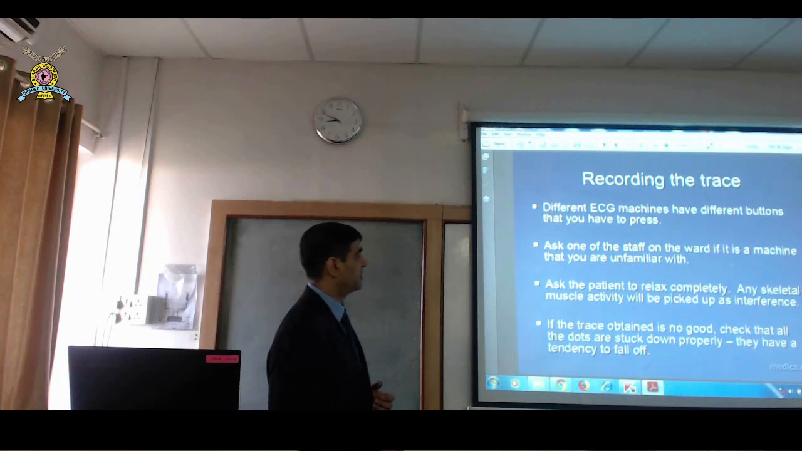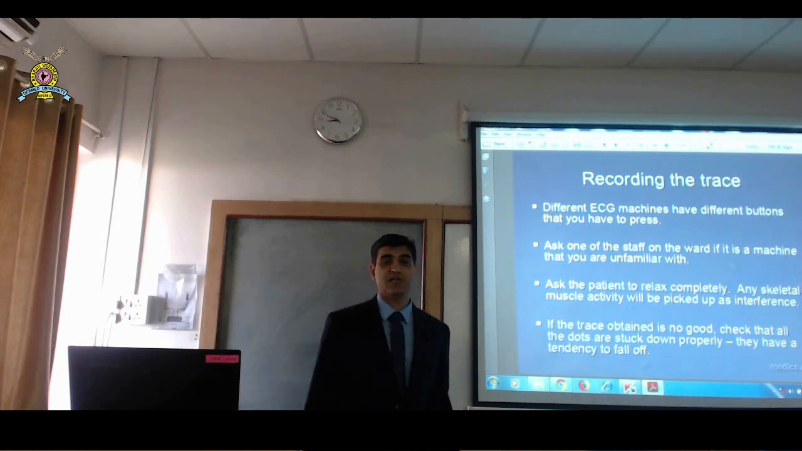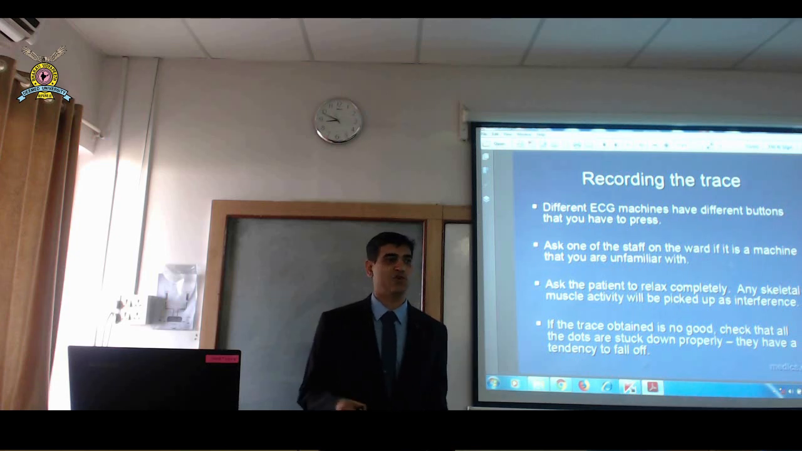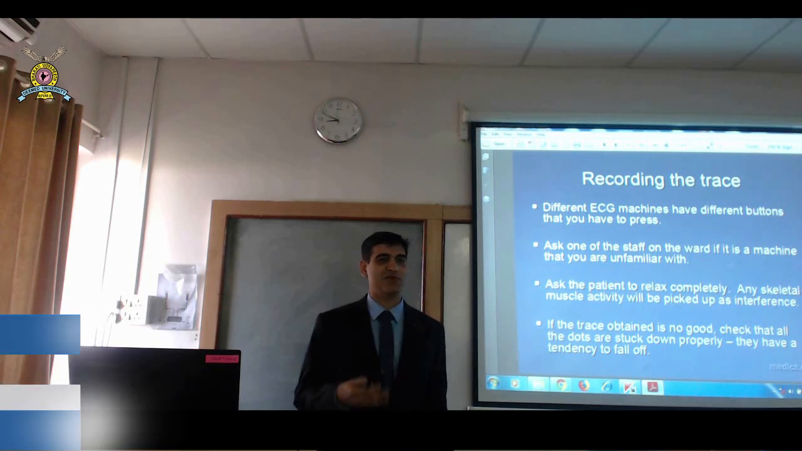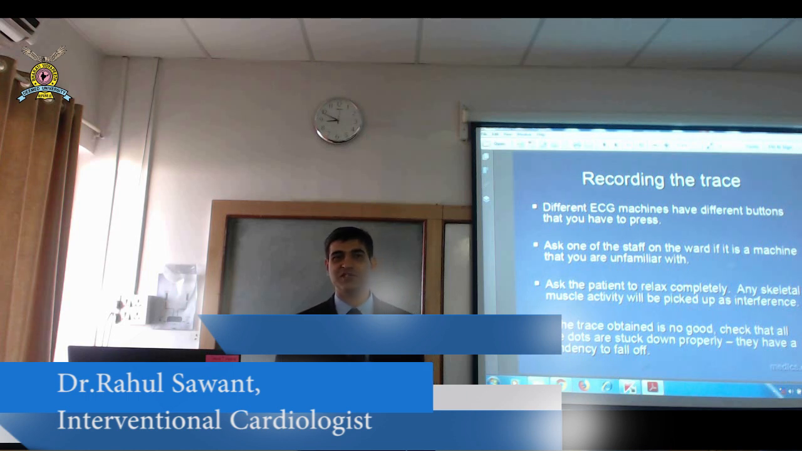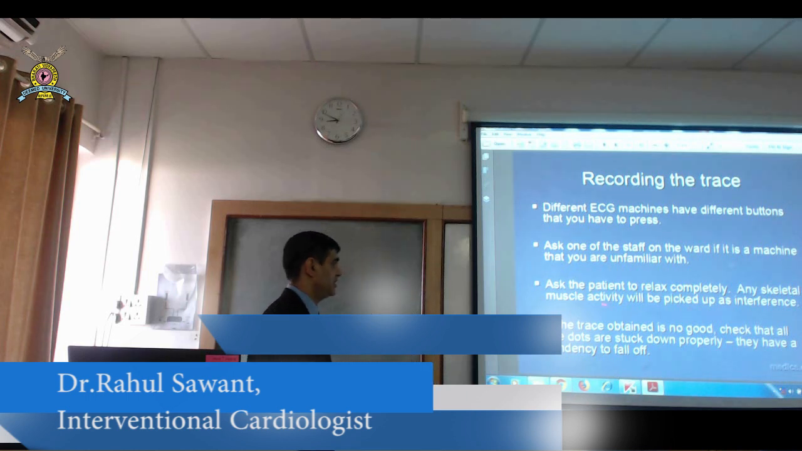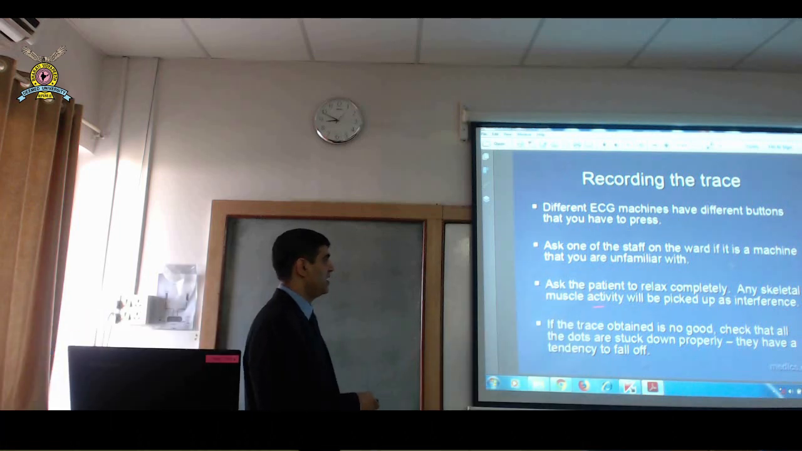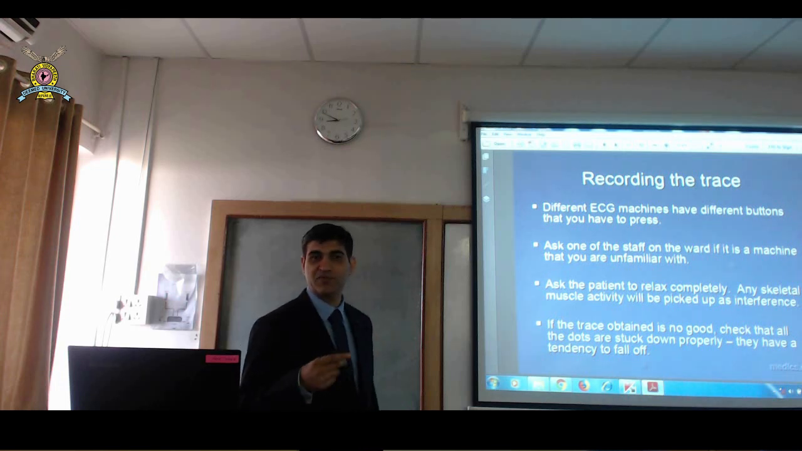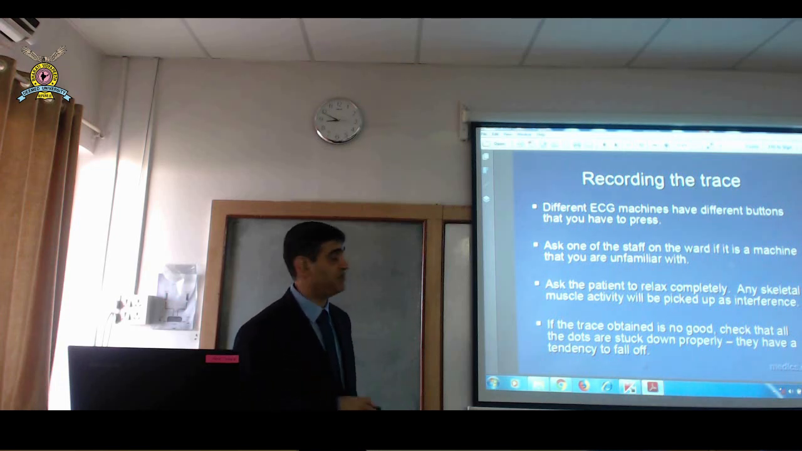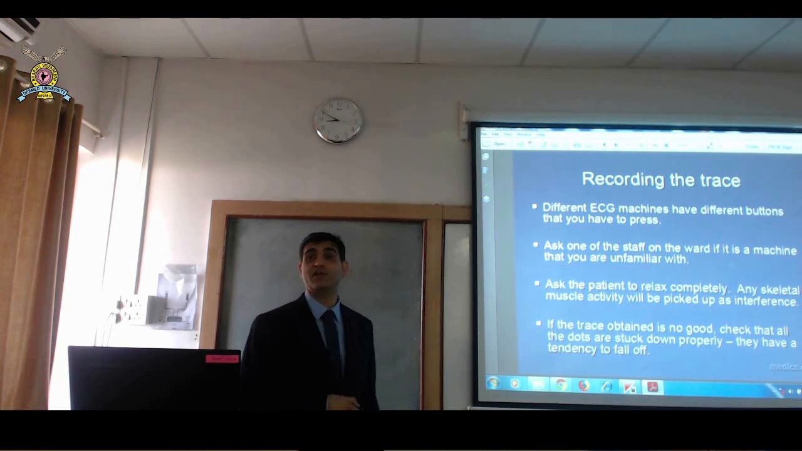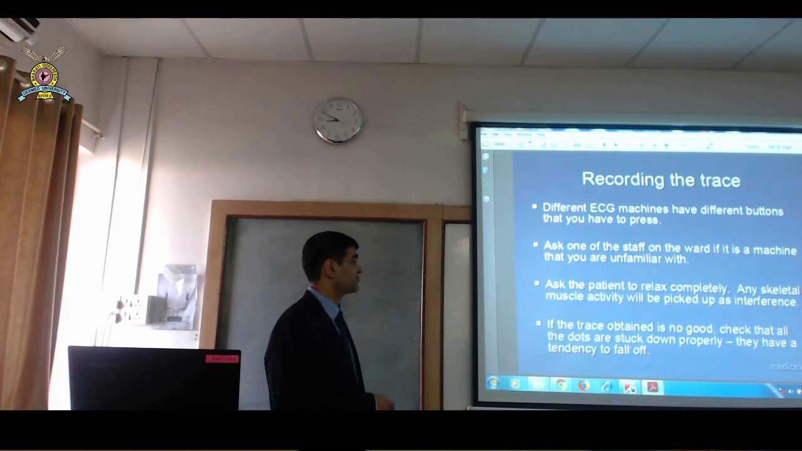Ask the patient to relax completely. Many times patients are tense because there's AC going on. Patient is anxious whether they're going to get anything like a heart attack on the ECG. So tell them to relax, and then only you can get a good ECG recording. Any skeletal muscle activity will be picked up as interference, and then interference will show as P waves, and you will find it difficult to see whether it's atrial fibrillation or flutter. So ask them to relax.